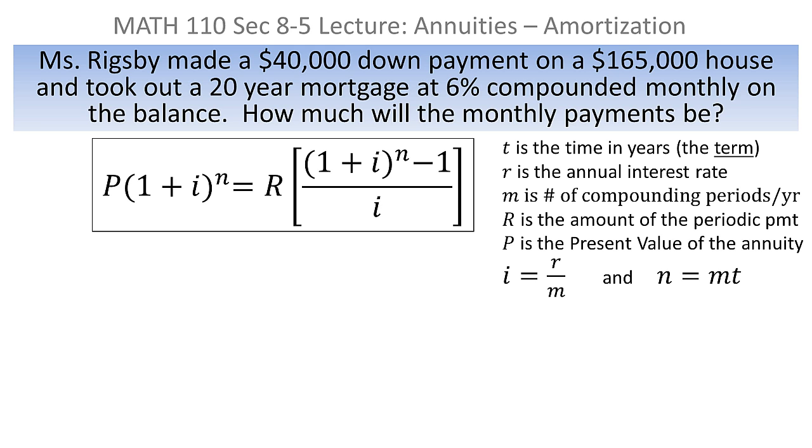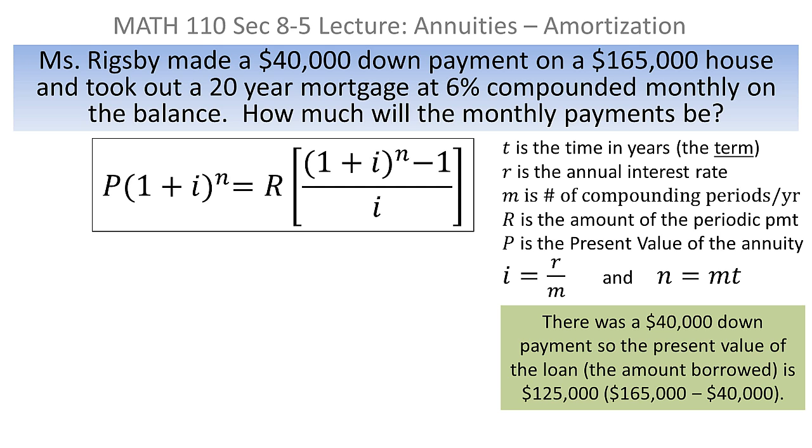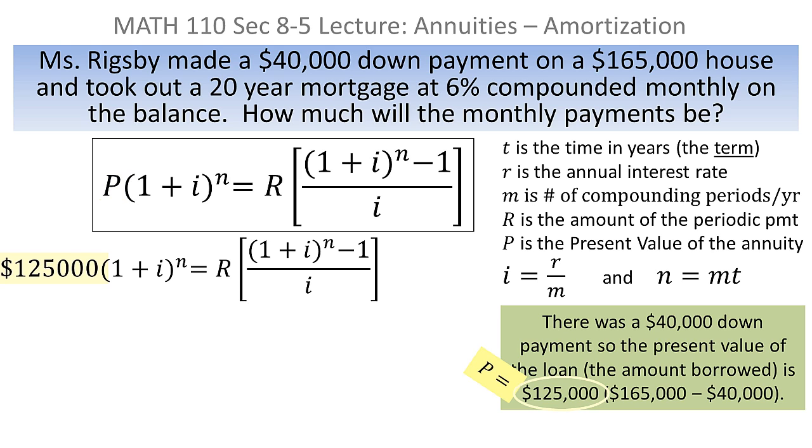First of all, we write down our formula, and then we realize that even though it's a $165,000 house, Ms. Rigsby paid $40,000 down, so you have to take that away because she's not going to borrow $165,000. She paid $40,000 already, so she's only going to borrow the remainder, which is $125,000. So that becomes the present value, and we plug it into the formula.